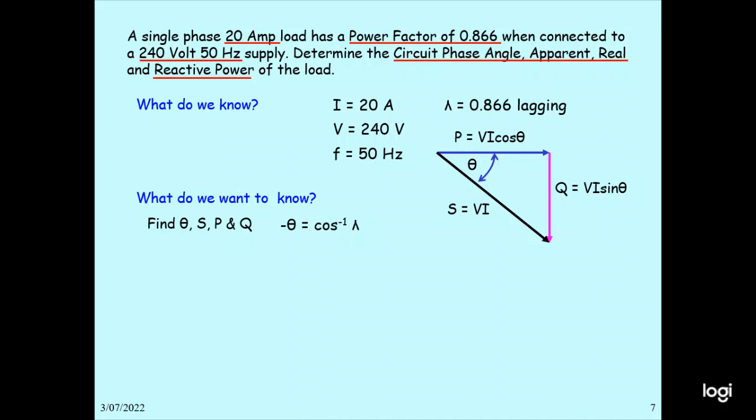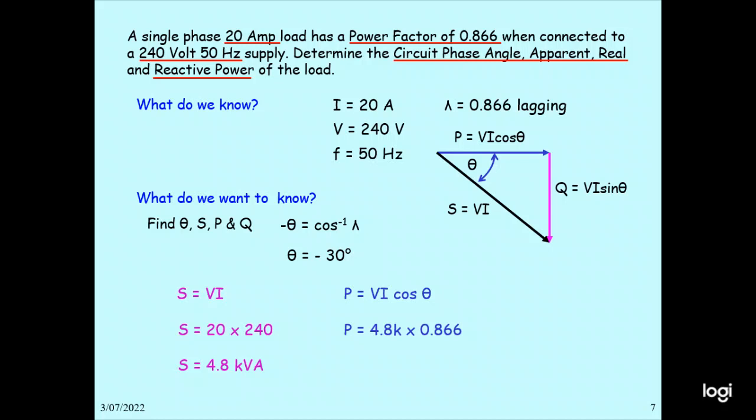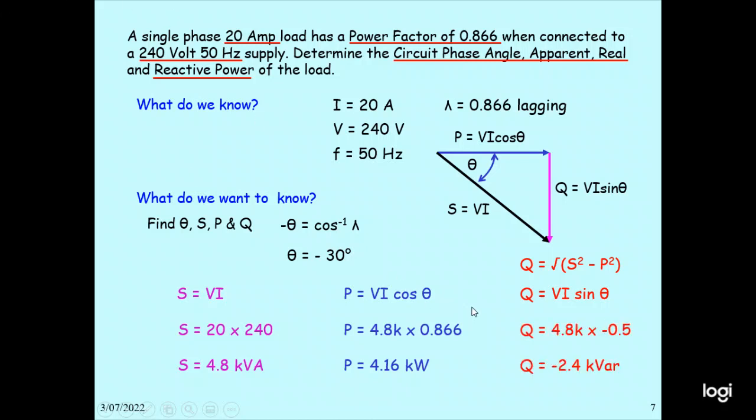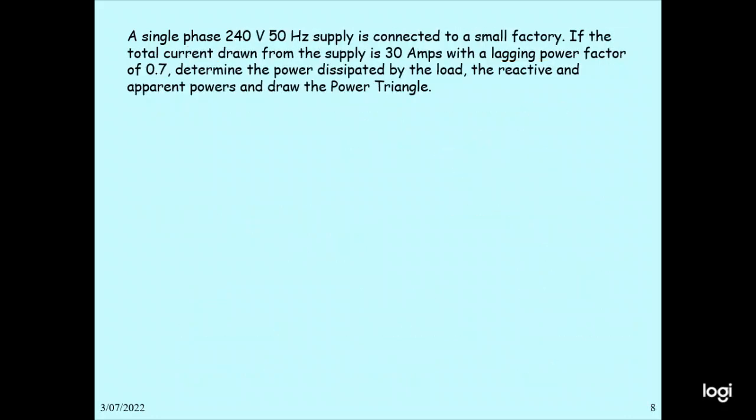P equal to VI cos theta, Q equal to VI sin theta, S equal to VI. From this diagram, theta equal to cos inverse of lambda, so theta is 30 degrees. S equal to VI, 240 multiplied by 20, so 4.8 kVA. P equal to VI cos theta, 4.8 multiplied by 0.866, so 4.16 kilowatt. Q equal to the square root of S squared minus P squared, or Q equal to VI sin theta, 4.8 multiplied by 0.5, so 2.4 kilovar. This is the answer.